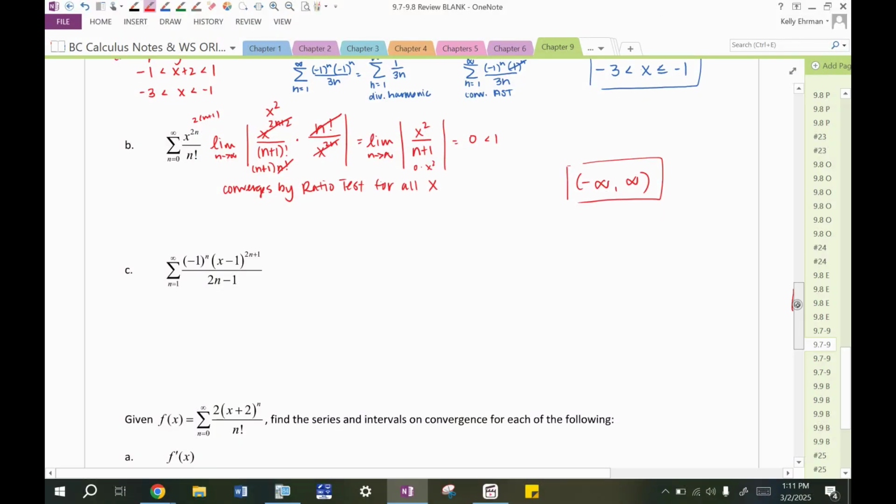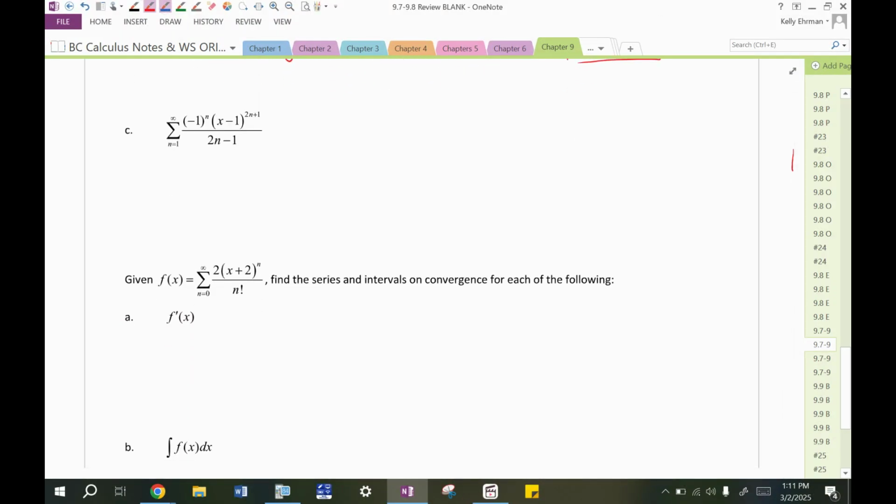All right, for my next one, I'm going to use ratio test again. The limit as n approaches infinity of x minus 1 to the, so this will be 2 times n plus 1 plus 1. 2n plus 2 plus 1 is 2n plus 3. And this is 2n minus 1, so 2 times n plus 1 minus 1. 2n plus 2 minus 1 is 2n plus 1. Plus 2 minus 1, yeah. And then this is 2n minus 1 over x minus 1 to the 2n plus 1.